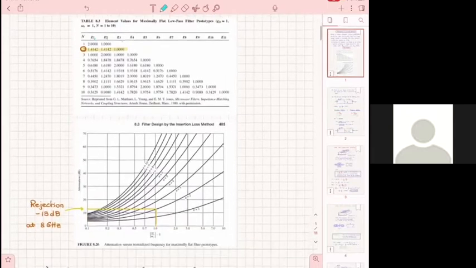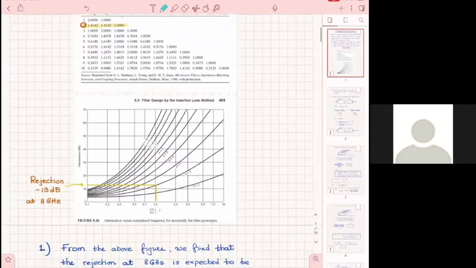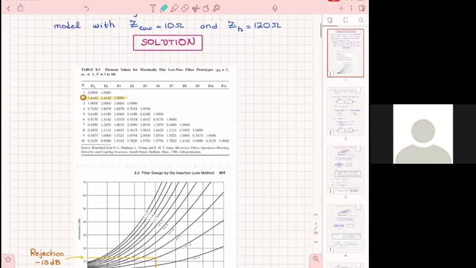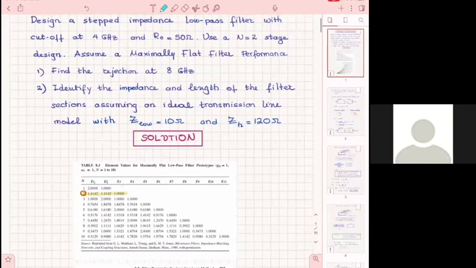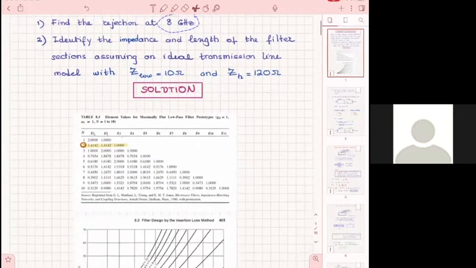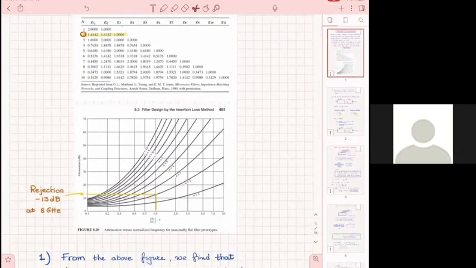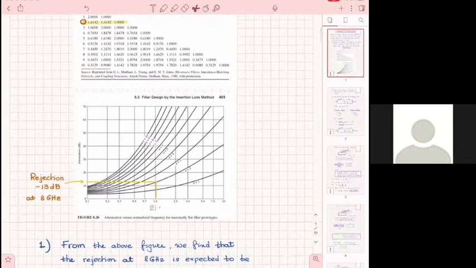So with n equals 2, now I go here. I gave you that the cutoff frequency is 4 gigahertz here. And then I'm asking you to find the rejection at 8. So the ratio of these two, omega over omega sub c, is 2. And so omega over omega c minus 1 gives 1.